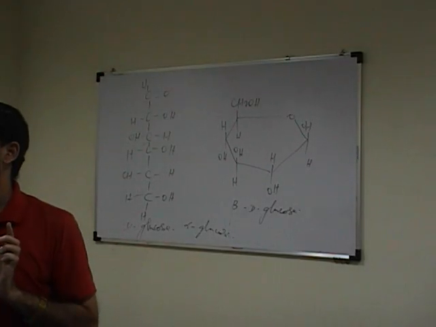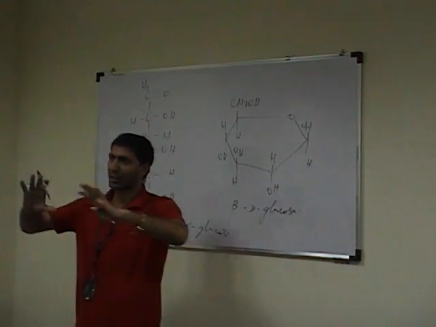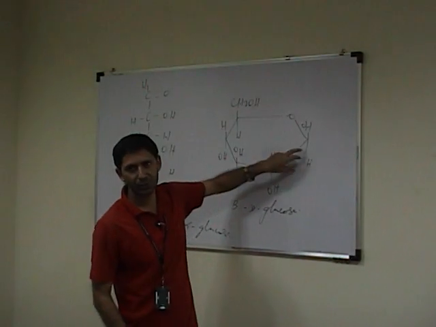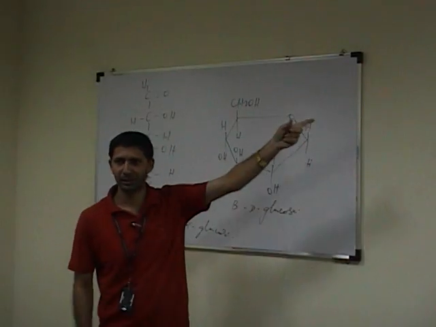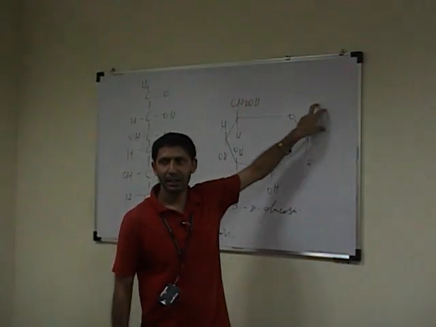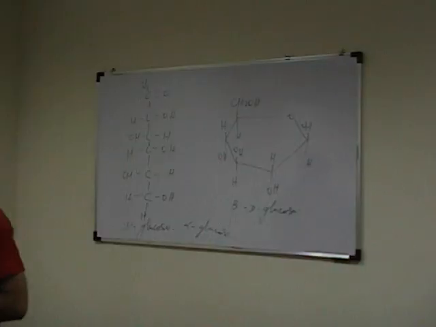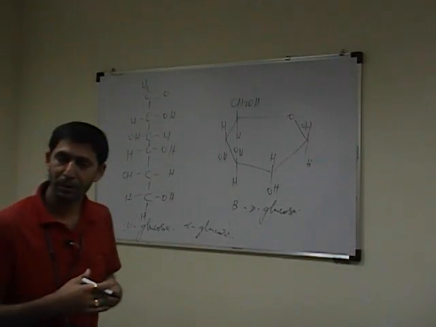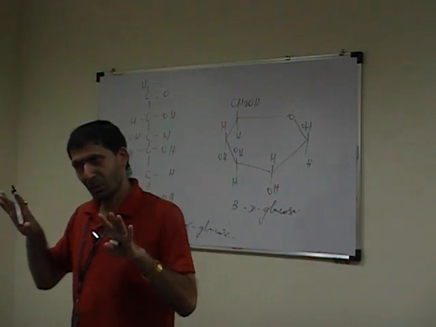Actually, when you consider the space arrangement of atoms of the molecule, this position is closer to this, and both repel it, so it is a high energy state. The alpha form is a high energy state and it cannot continue for a longer period. That's why when dissolved, it goes to the beta form, the low energy state.